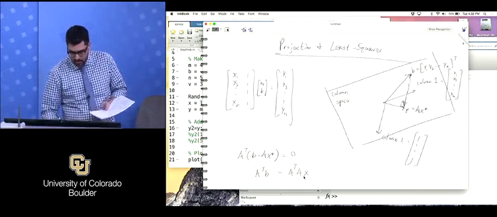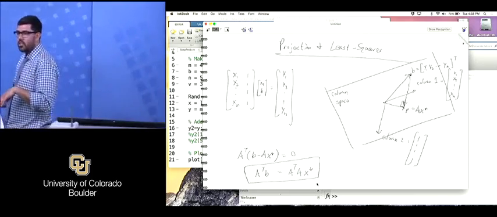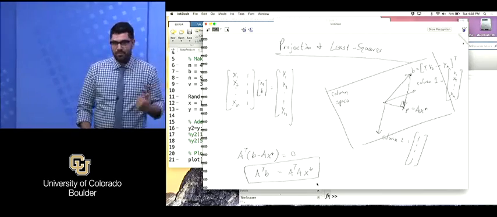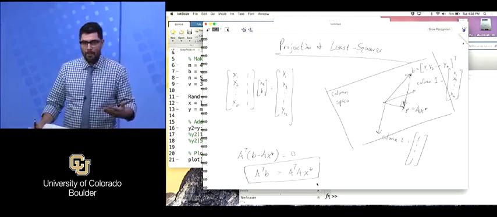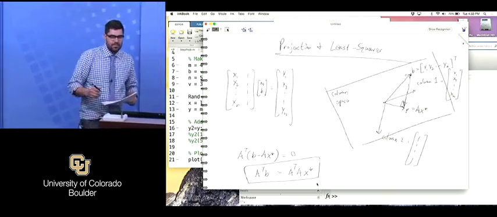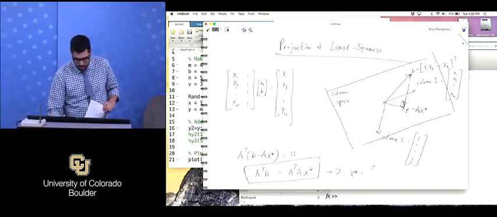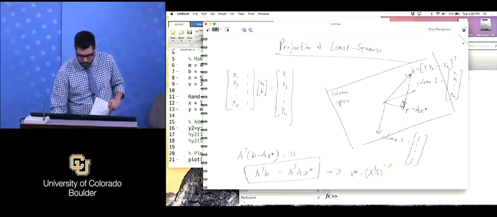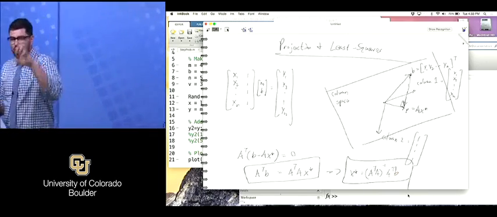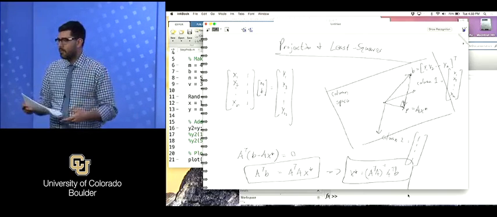Okay. So now I clean this up, and I'm back to A transpose B is equal to A transpose A X star, or leave the star off. Guess what we're back to? What equation is this? The normal equation. Normal meaning? Orthogonal. And that'll give you X star equals A transpose A inverse A transpose B. The closest solution I can get is to project onto the column space.